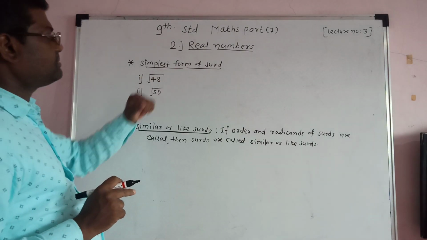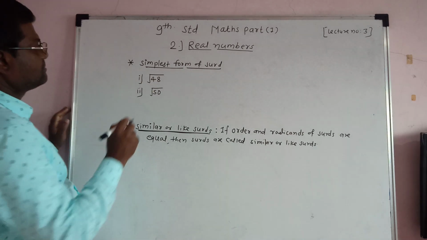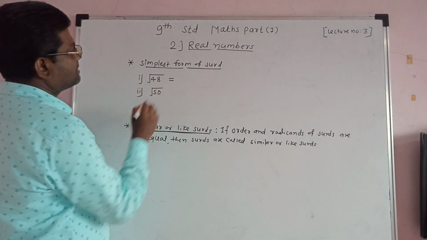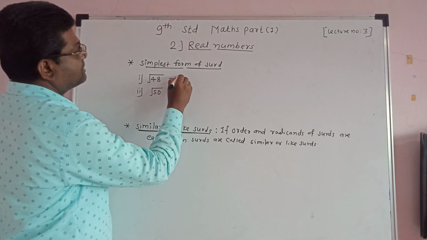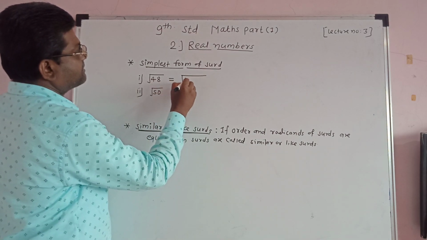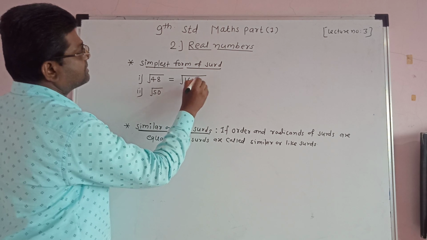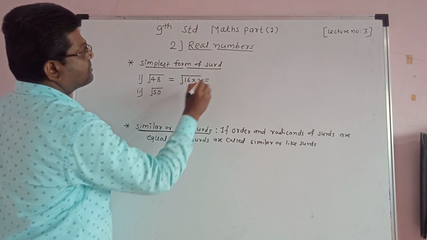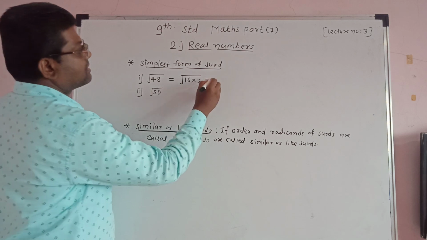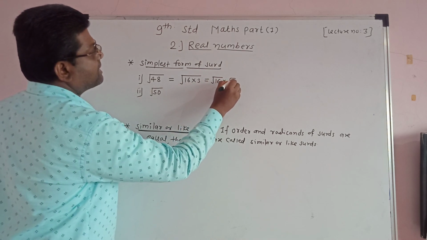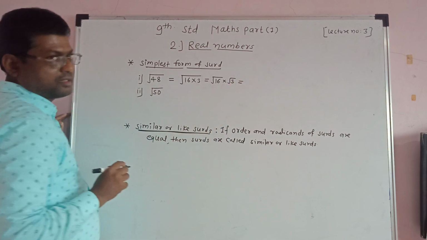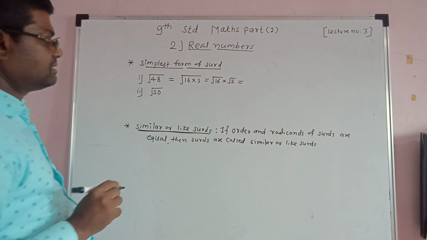Now the simplest form of a surd. For example, consider the square root of 48. This 48 can be written as 16 into 3, which is equal to root 16 into the square root of 3. The square root of 16 is 4.